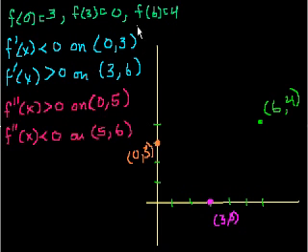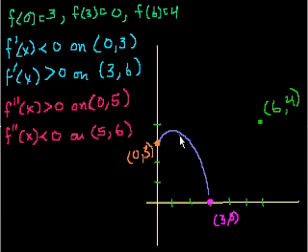And what else do they tell us? They tell us that the derivative is less than 0 on the interval from 0 to 3. So from here to here, the derivative is less than 0. That makes sense because we obviously had to decrease to go from this value to this value. But what it does tell us is that the function does not do something like this. The function does not do that. And how do we know that?